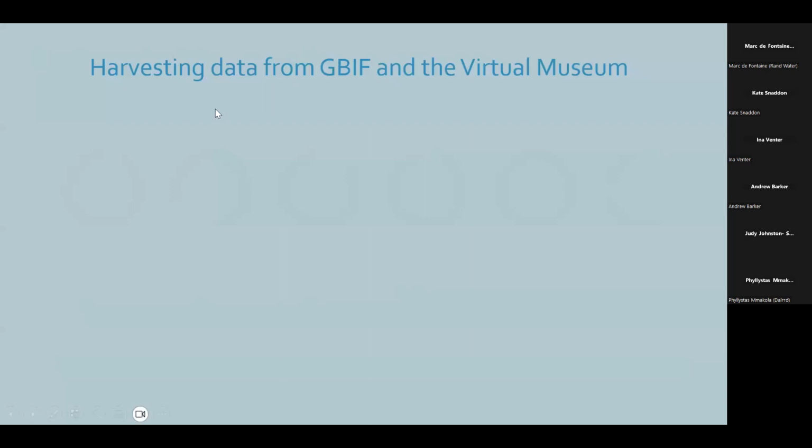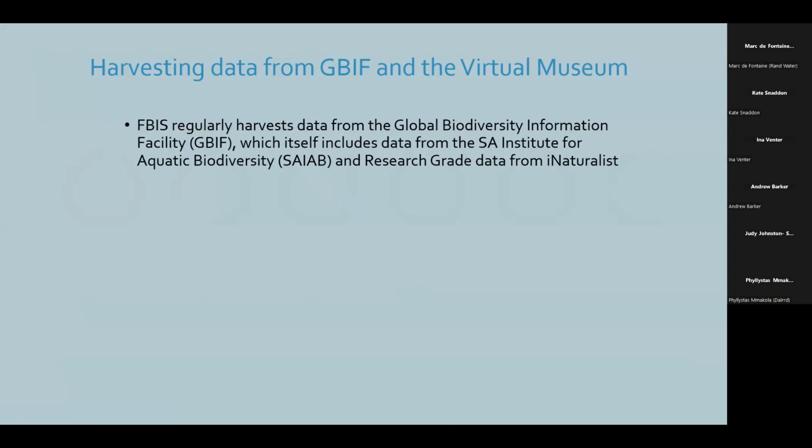So harvesting, I spoke earlier about other sources of data and the fact that FBIS harvests data from these other data sources. We regularly harvest data from the Global Biodiversity Information Facility, or GBIF. I'm sure a lot of you are familiar with that. And GBIF itself includes data, for instance, from the South African Institute for Aquatic Biodiversity, or SAIAB, and also all the research-grade data from iNaturalist.